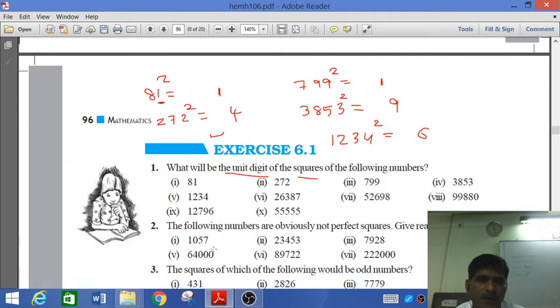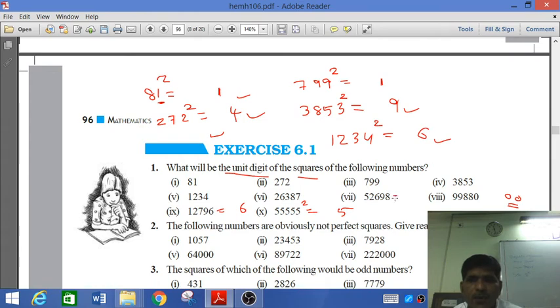Which are the not perfect squares? If you see properly, the unit place is either 1, 4, 9 or 6. Now here, 5 square has unit place 5. Here 6 square is 36, so the unit place is 6. If there is 0, then 2 zeros are there, and then we can say it is a perfect square.